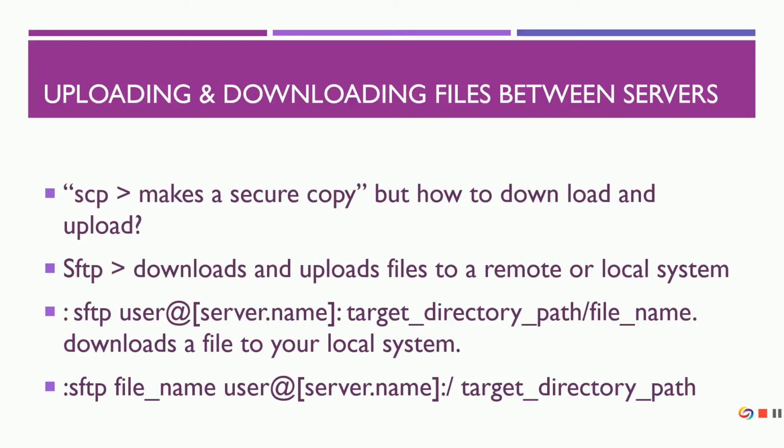So you type sftp, your user and server name, and then the target directory path and the file name, to download a file from the server you're accessing to the system you're working on. And then almost the reverse: file name, then followed by the user and server, and the target directory you'd like to upload the file to, to upload a file to a remote server.